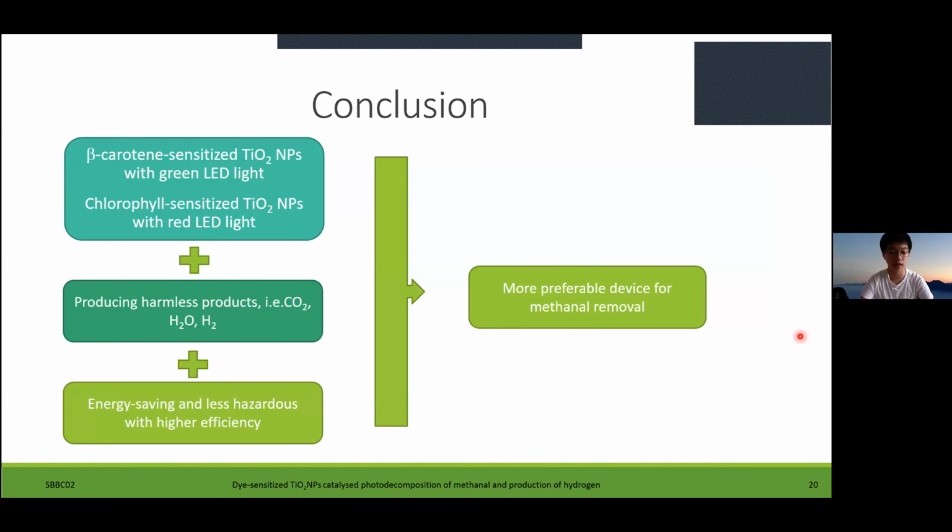Although using UV light coupled with titanium dioxide nanoparticles showed a similar decomposition rate of 0.343, we suggest that the same performance can be achieved by using an energy-saving and less hazardous way. Taken together, our device is a more preferable one for methanol removal.